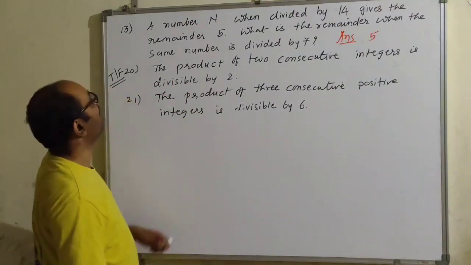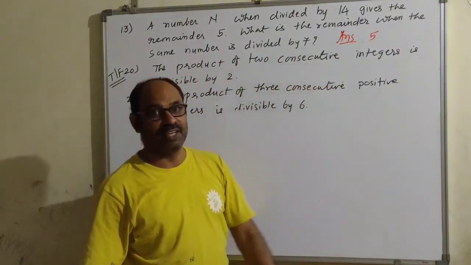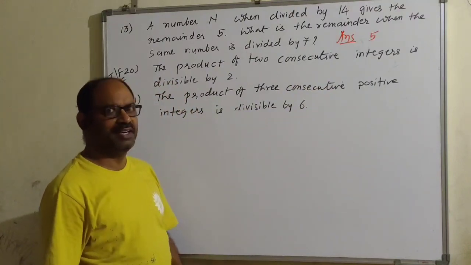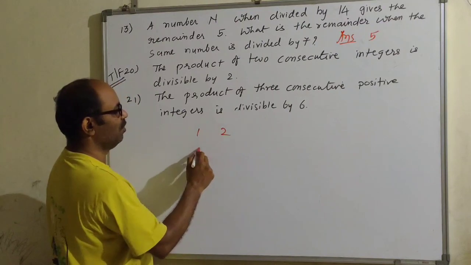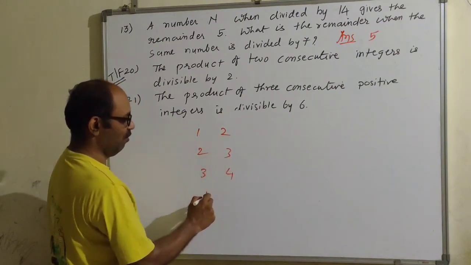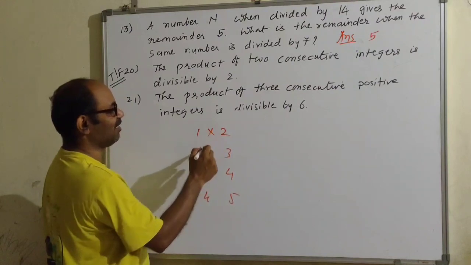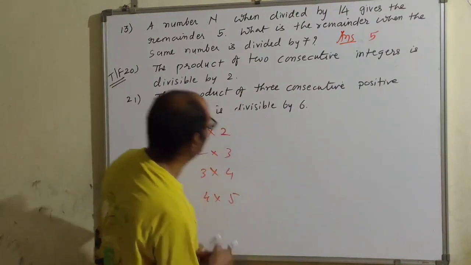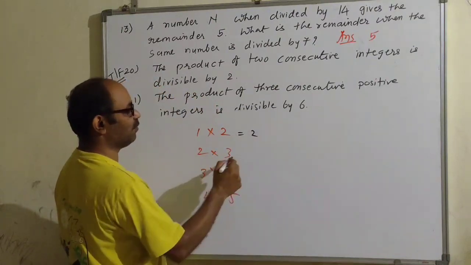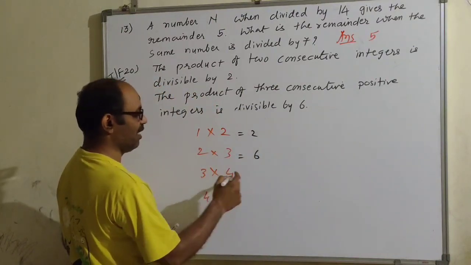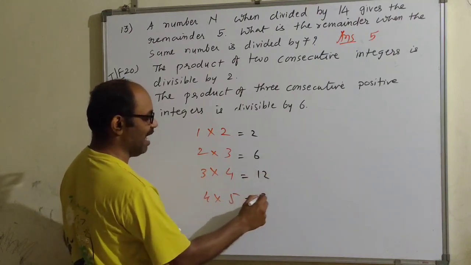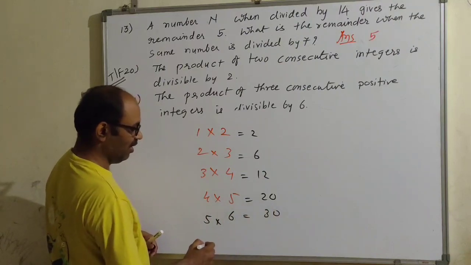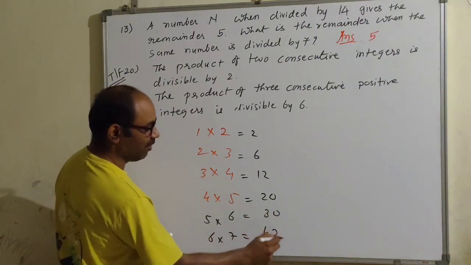Check. Next, the product of two consecutive integers is divisible by 2. Any two consecutive integers: 1, 2; 2, 3; 3, 4; 4, 5. We have to take the product. These are two consecutive integers, and what is its product? 2. What is the product of the next consecutive integers? 6. What is the product of the next? 12. What is the product of the next? 20. 5 into 6, 30. Then 6 into 7, 42.